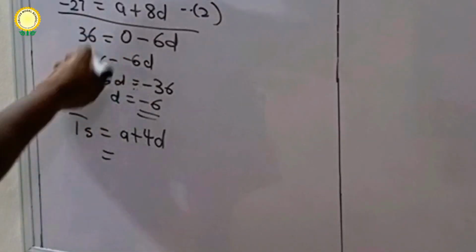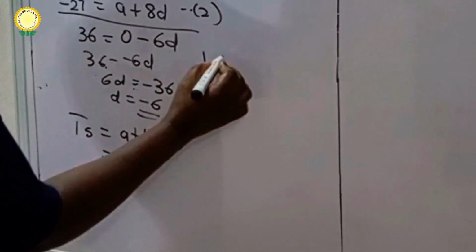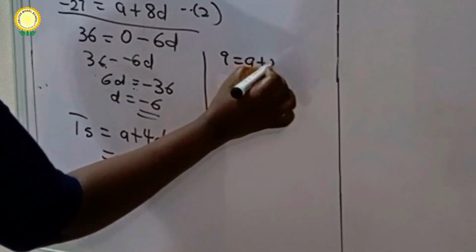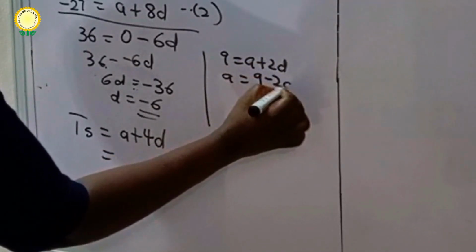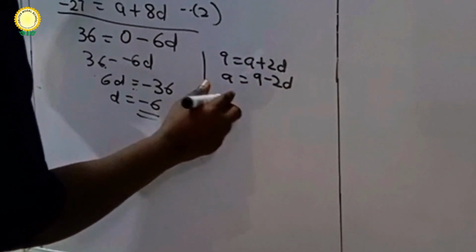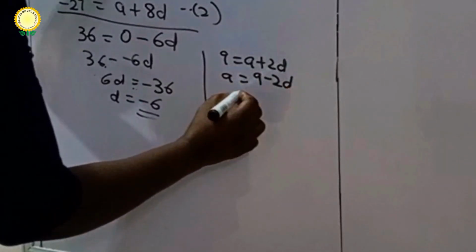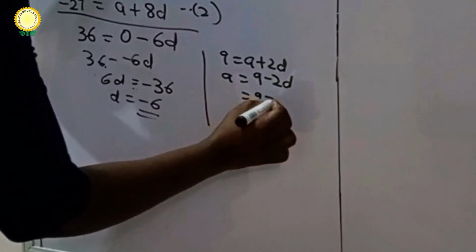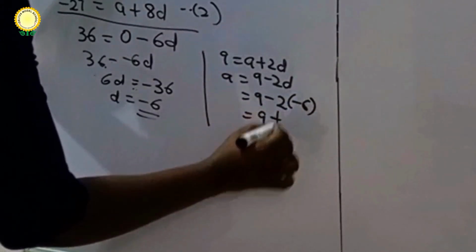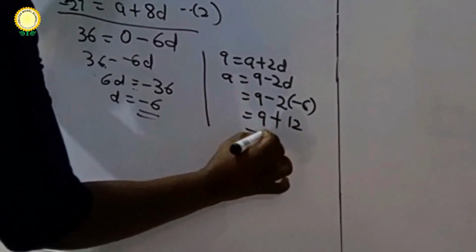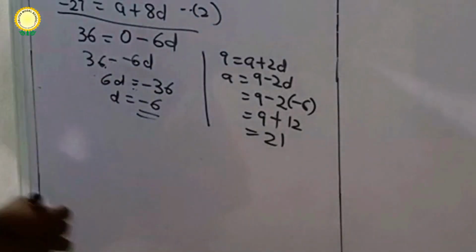Okay, so which equation should we use to find our a? Let's use this equation: 9 equals a plus 2d. A will be equal to 9 minus 2d. To find a, we have a equals 9 minus 2d. That is 9 minus 2 times minus 6, which is equal to 9 plus 2 times 6, which is 12. That will give us 21. So our a is 21.